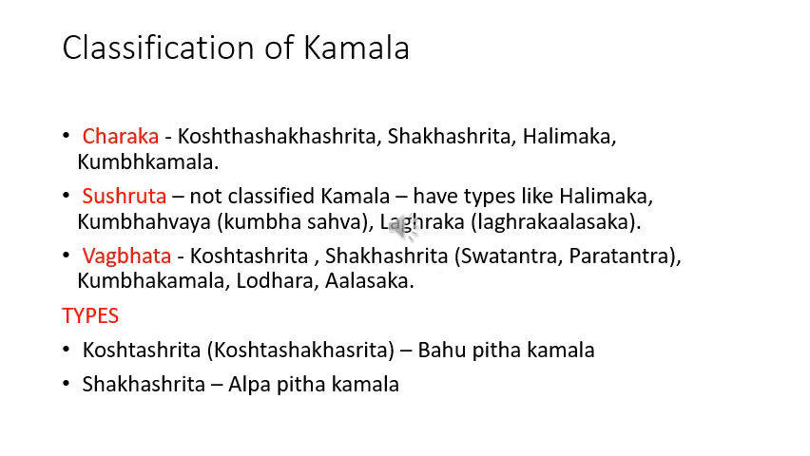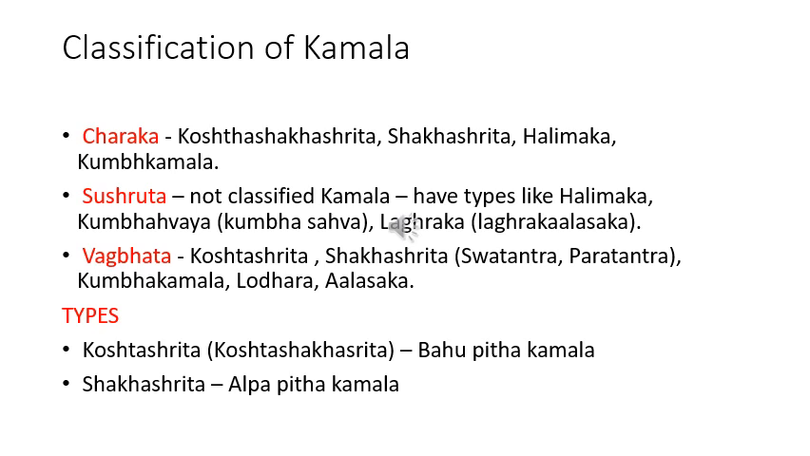Then we'll come into classification of Kaamala. Charaka has explained it as Koshta Shakhashrita and Shakhashrita Kaamala, and other stages like Halimaka and Kumbha Kaamala. So Koshta Shakhashrita or Koshtashrita Kaamala, both are same. It means the vitiated pitta is present in the Koshta as well as the Shakha. And in Shakhashrita Kamala, the vitiated pitta is mainly based in the Shakhas and it is very less or minimal in the Koshtas. So there's a difference between Koshta Shakhashrita and Shakhashrita Kamalas.